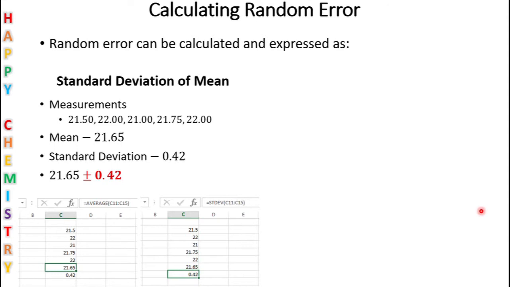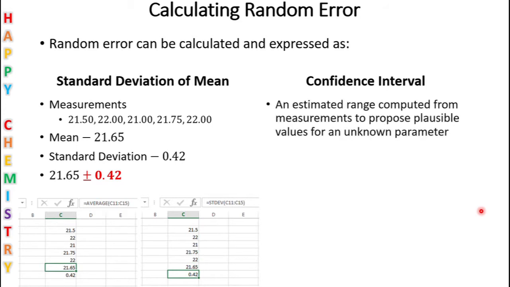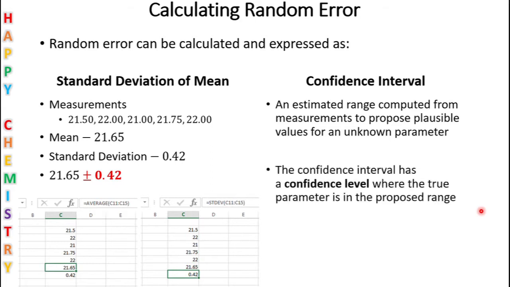Second way of expressing random error is confidence interval. Confidence interval is an estimated range calculated from the measurements to propose plausible values for an unknown parameter. The confidence interval has a confidence level. The true parameter is in the proposed range. The details of the confidence interval will be discussed in a future episode.